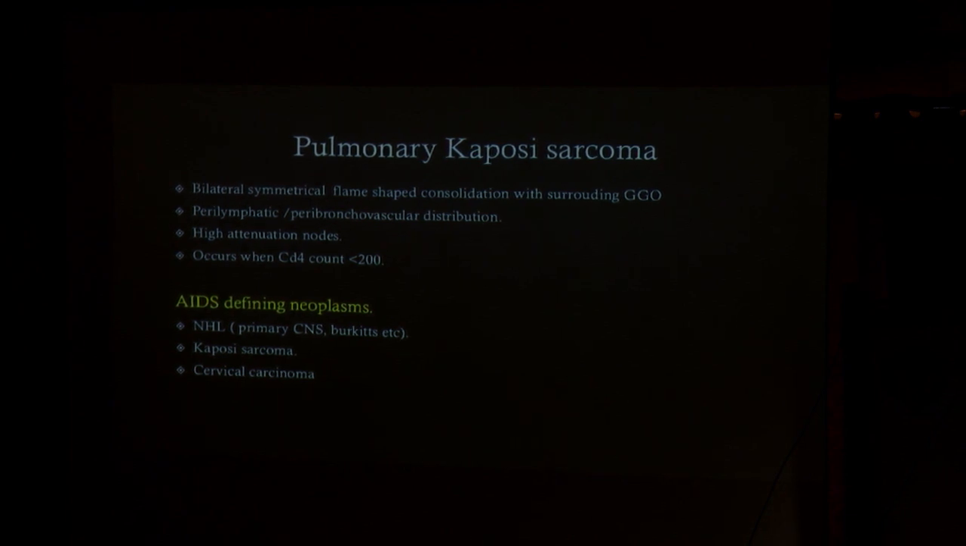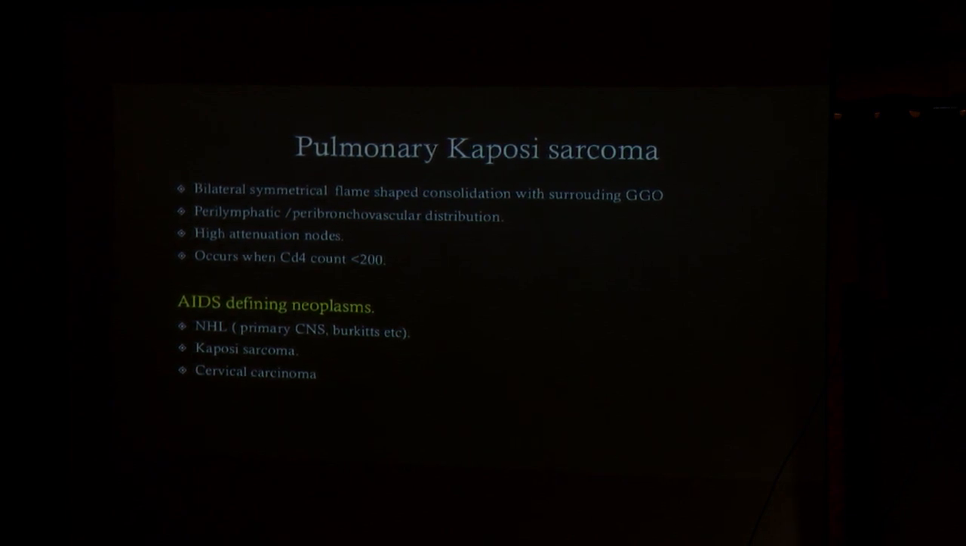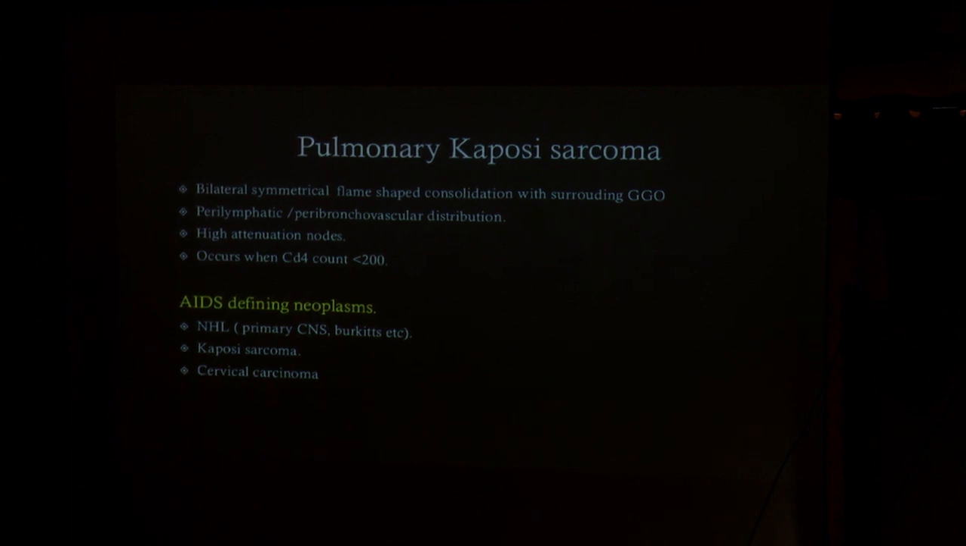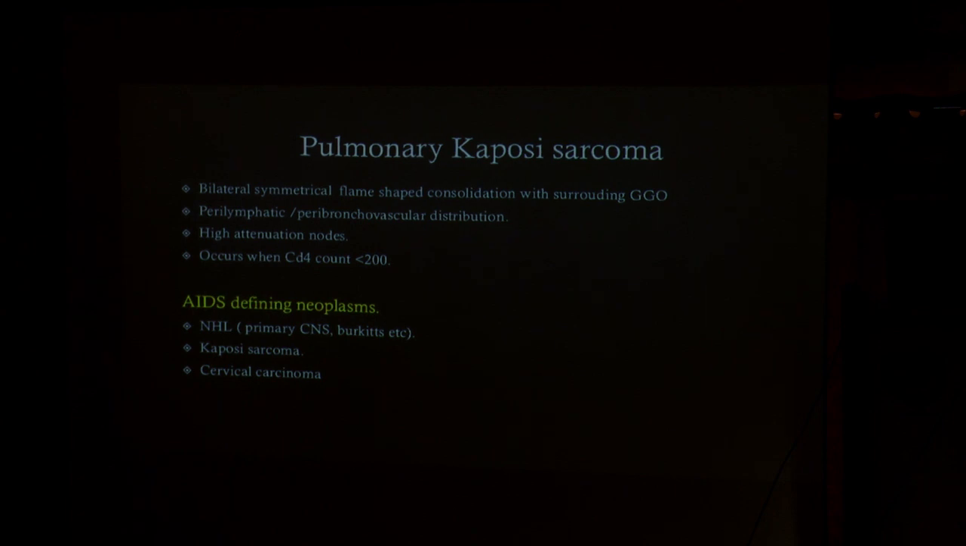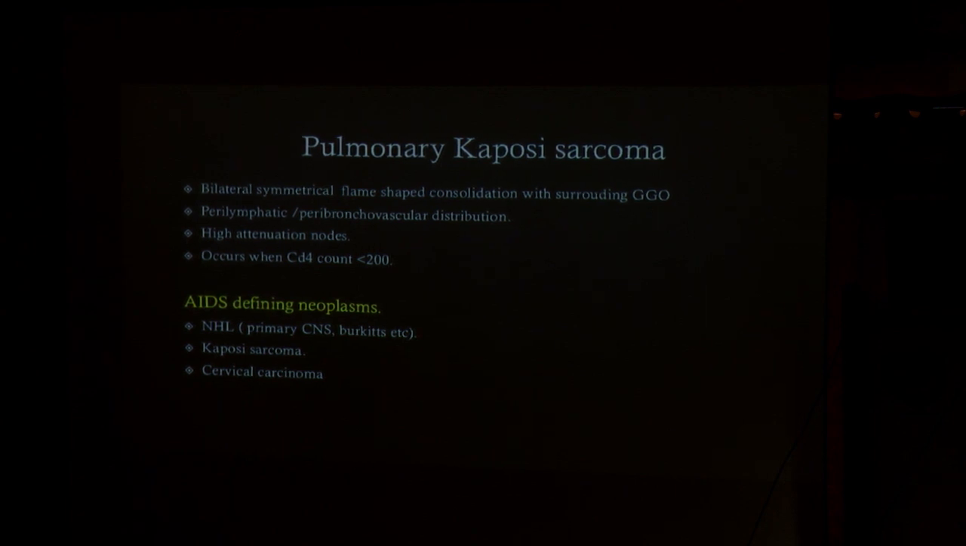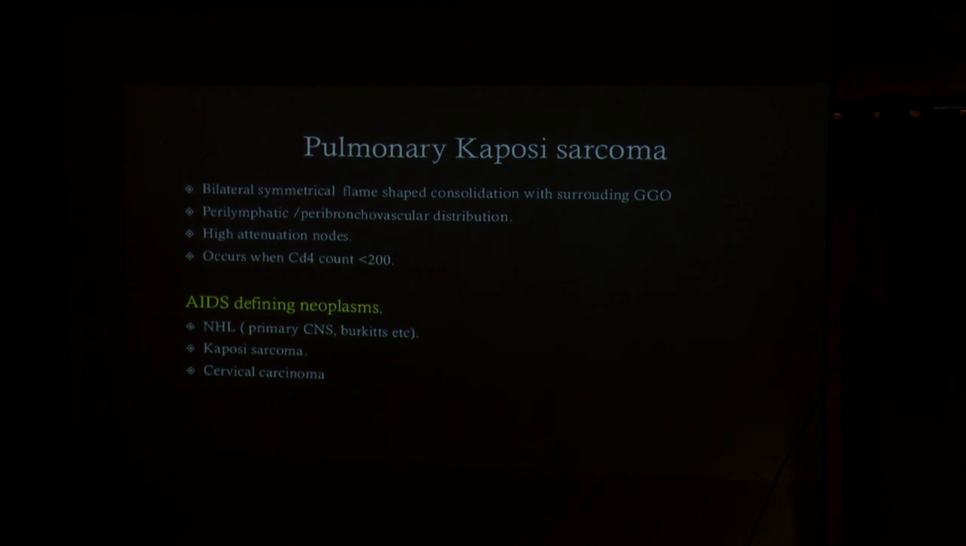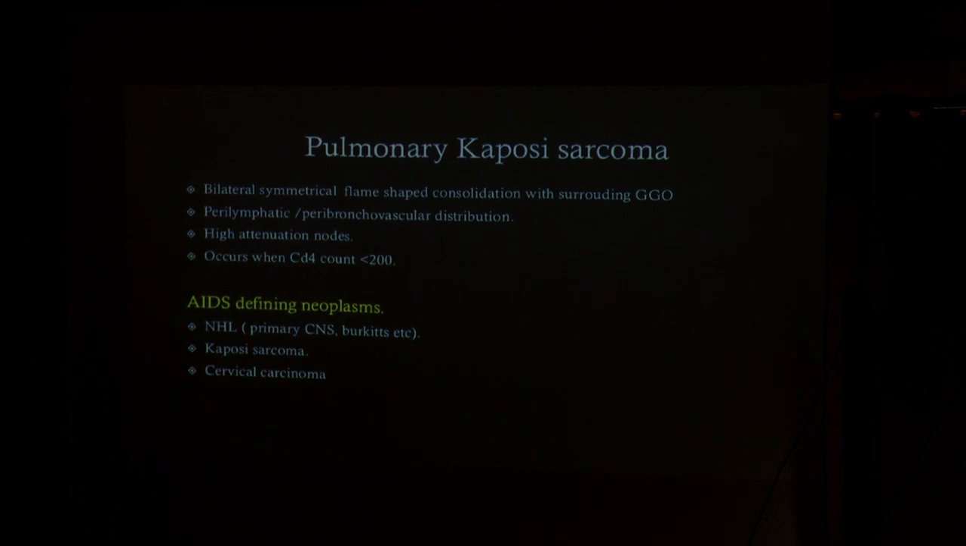The distribution is usually perilymphatic and peribronchovascular, and they usually have high attenuation nodes. Pulmonary Kaposi sarcoma tends to occur when the CD4 counts are less than 200. Any other finding when CD4 counts drop less than 200 in a HIV patient? Yeah. So PCP is also an important differential when CD4 count drops less than 200.